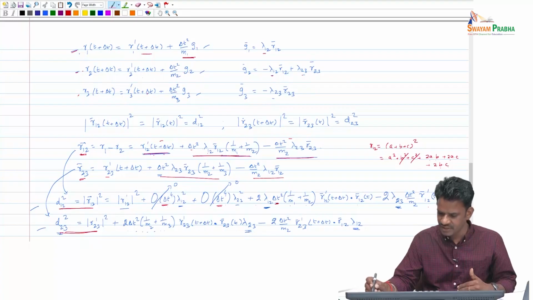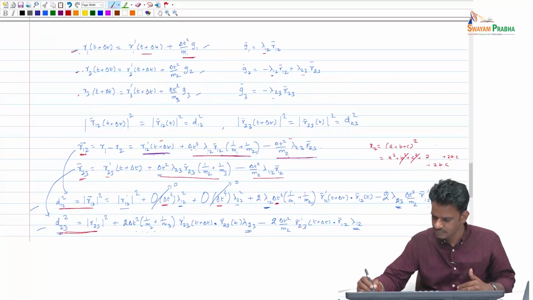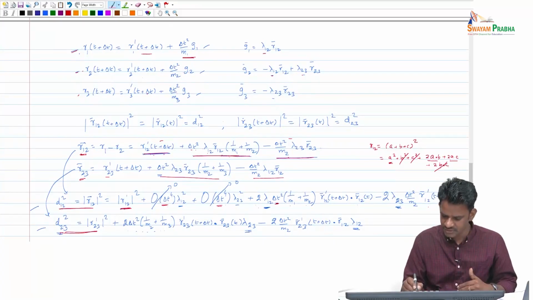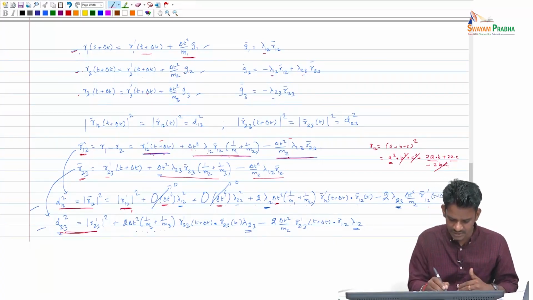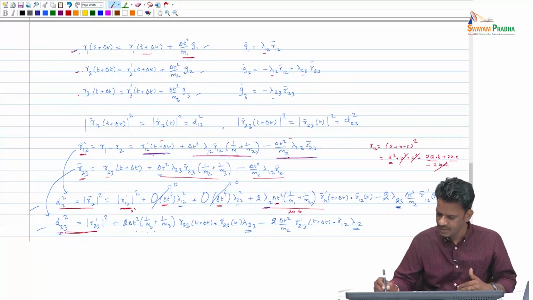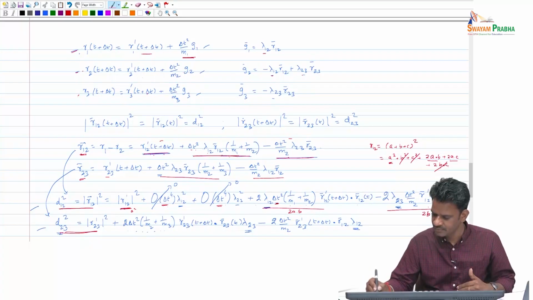But b dot c, the product of these two terms, will again give another delta T to the power 4 term, which again we ignore. So, this term also drops. We retain only the a square term, 2 times a dot b and 2 times a dot c. This is the a square term, this is the 2 times a dot b term, and this is the 2 times a dot c term.